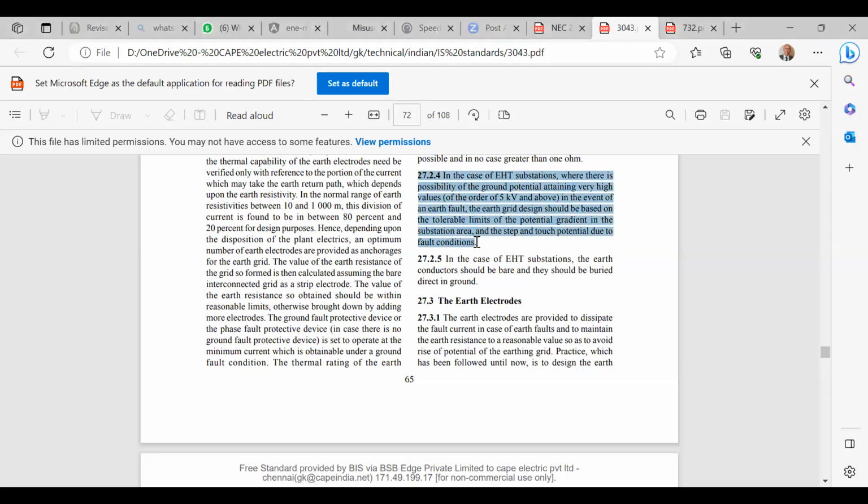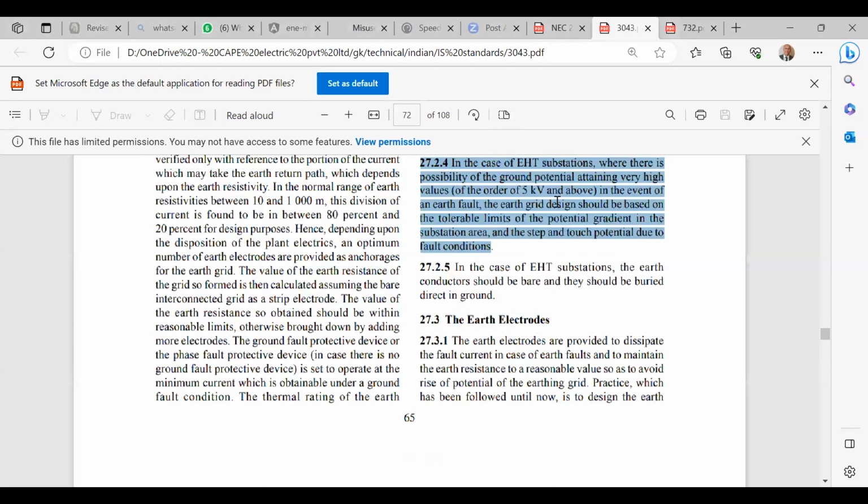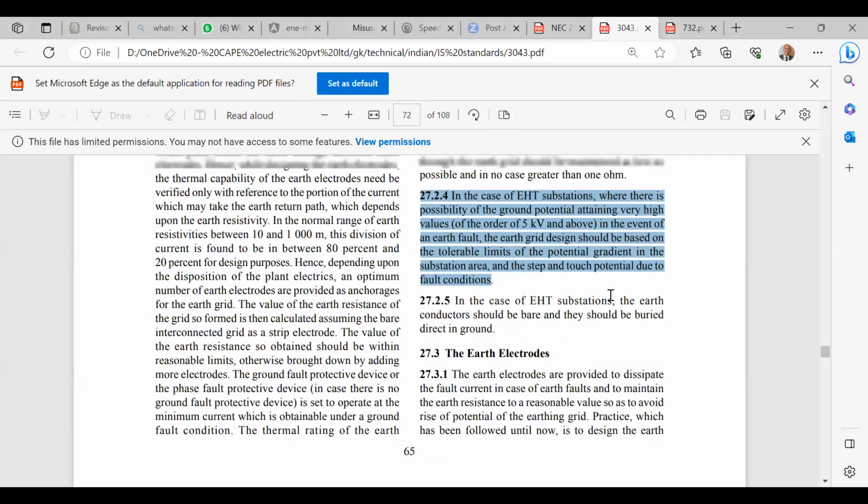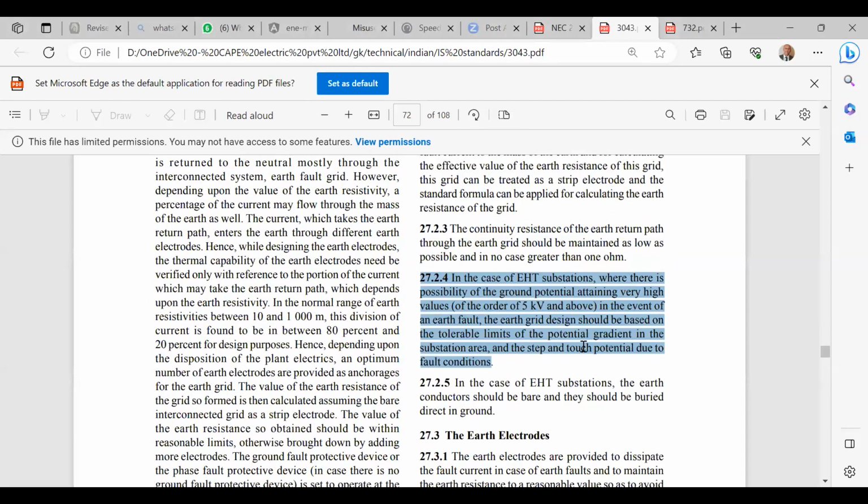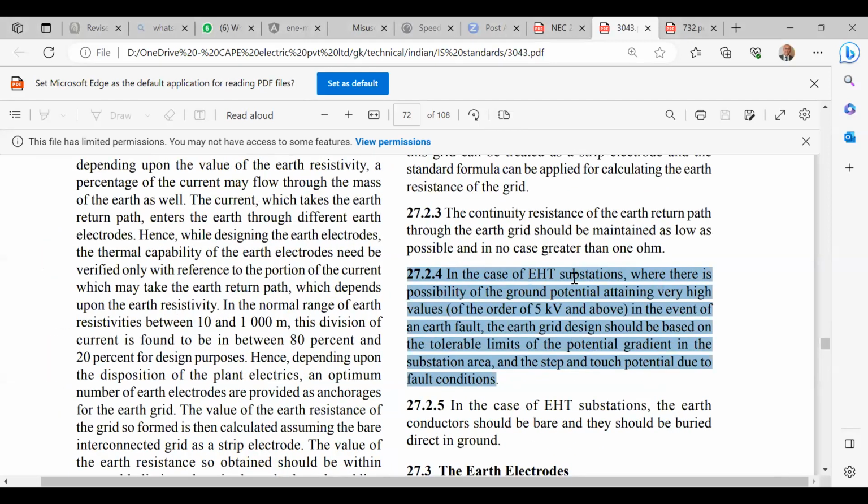27.2.4. In case of EHT substation, means above 66 kV or 66 and above. There, when there is possibility of ground potential attaining high values in the event of an earth fault, in this case, of course, you need to have an earth grid which is able to reduce the touch and step voltage. So this is applicable for 66 kV and above.